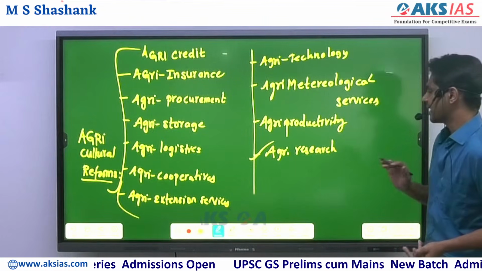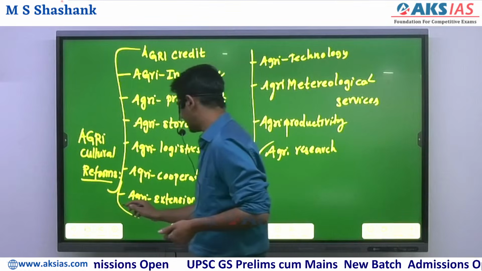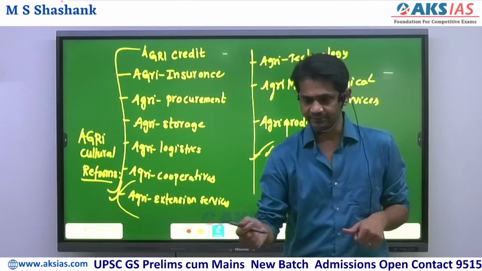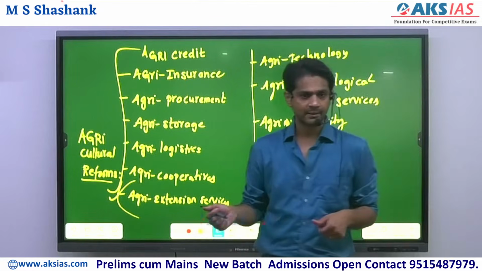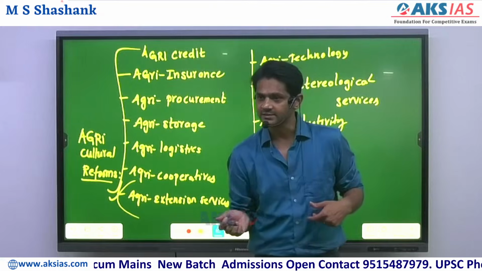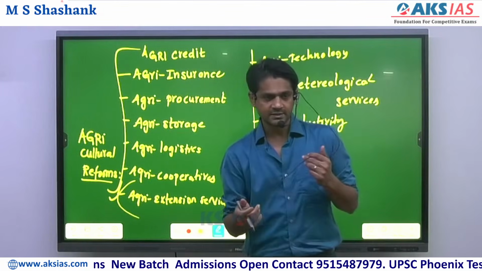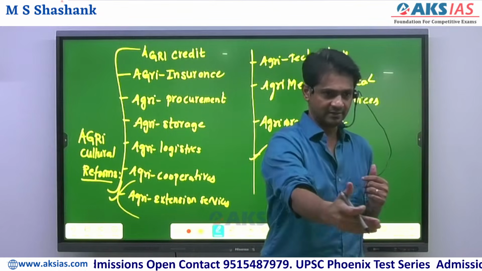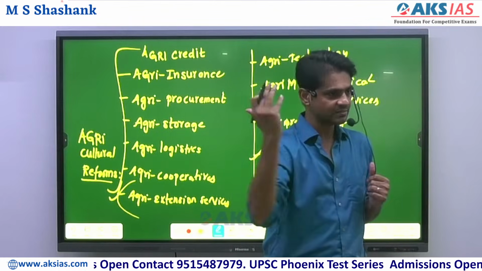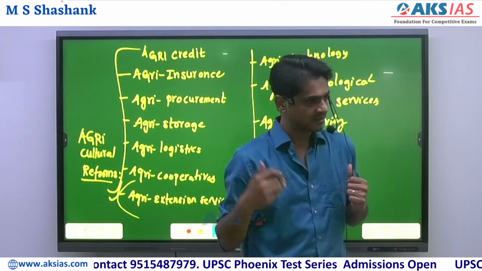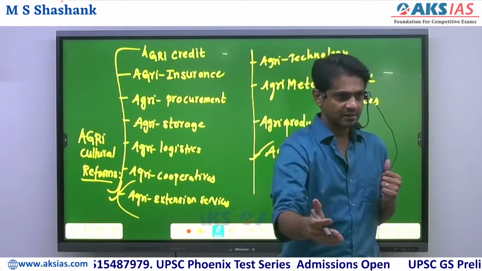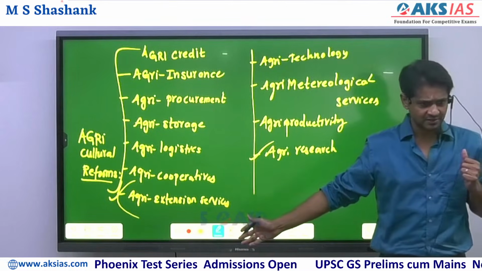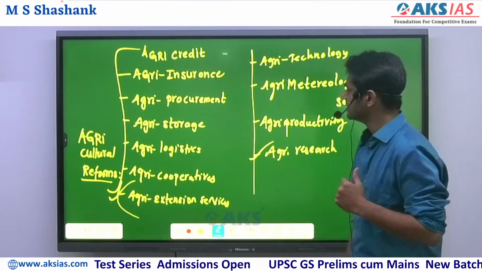Even if research happens, the biggest problem is lab to land, isn't it? There must be extension services. What are agri extension services? Agri extension services means the knowledge should come to the field. A lot of research might have been done, but that should reach the farmer, right? So agri extension officers, Krishi Vigyan Kendras, you must have heard about Krishi Vigyan Kendras, right? They do the job of agri extension services.